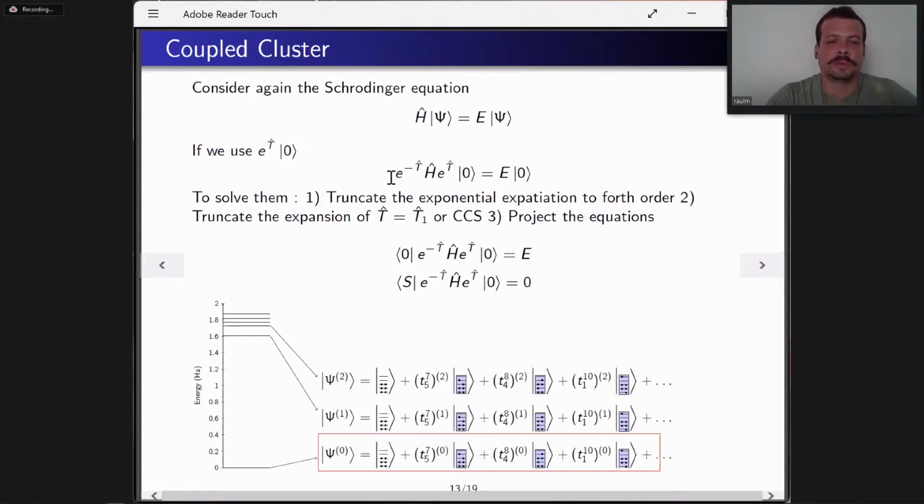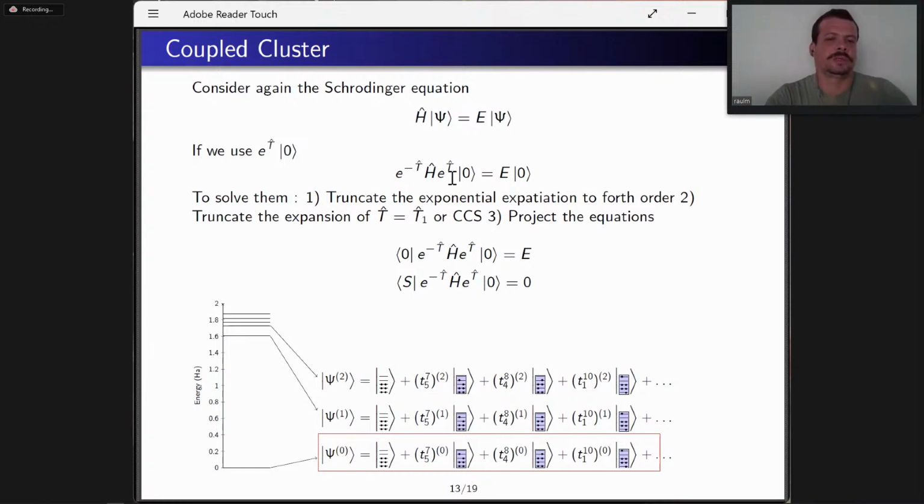So whenever this Hamiltonian is enclosed, so here the exponential of minus T is multiplied by this Hamiltonian, and then we have the exponential of T. So if we have this Hamiltonian between these two exponentials, we call it the similarity transformed Hamiltonian. I will talk about it a little bit later. So how do we solve these equations computationally?